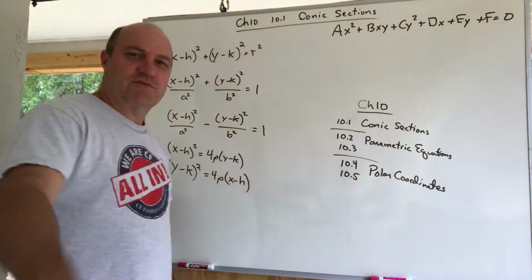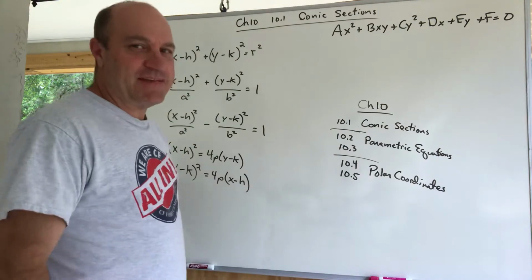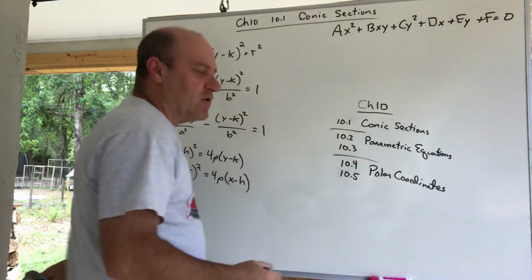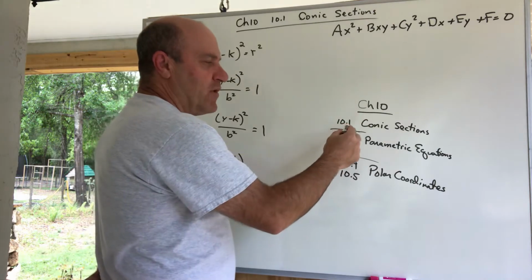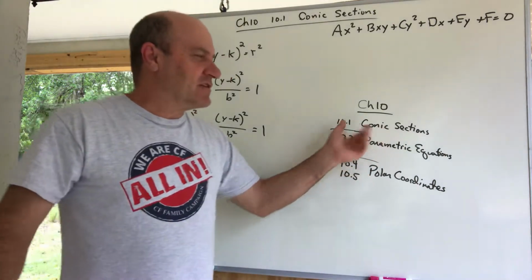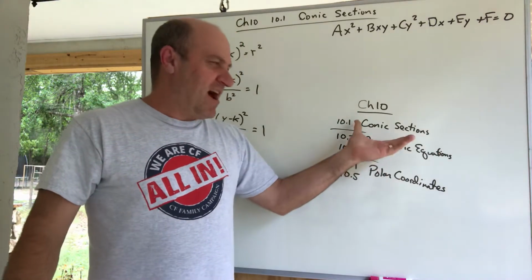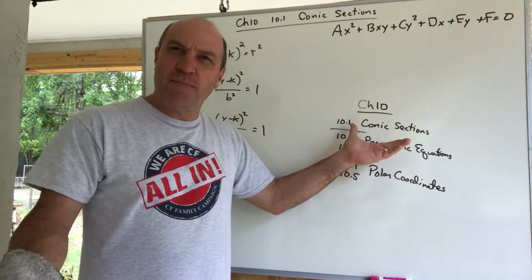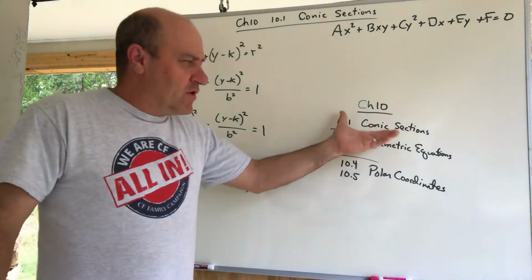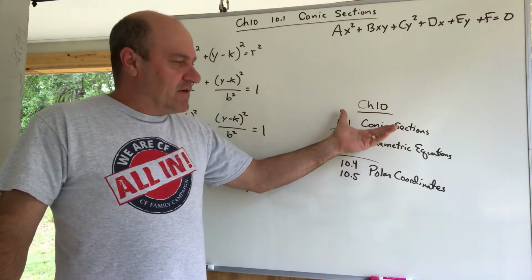Hello, Calculus 2. Moving into Chapter 10, just a little outline quick here. Section 10.1 talks about conic sections. That's a little strange. Actually, the title is Conics and Calculus. But conic sections is kind of an old pre-calculus idea. But anyway, we're going to do some of that, remind ourselves of that.